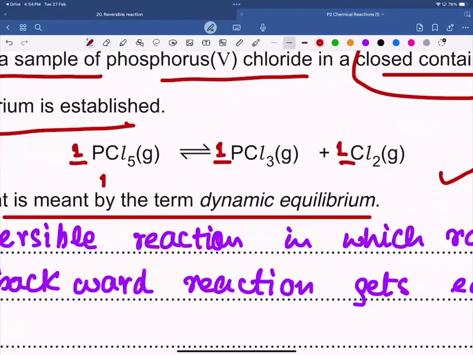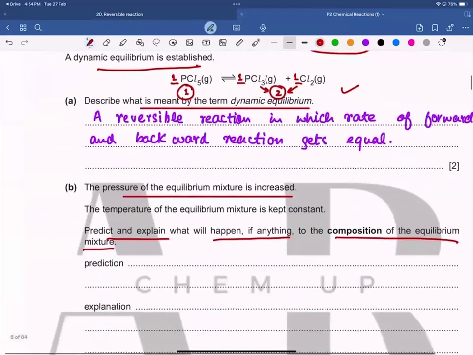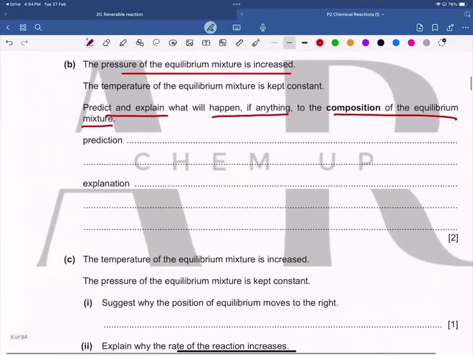So on the reactant side we only have 1 mole, and on the product side, in total, we have 2 moles of gases, because both are gases, right? So which side has fewer moles? The reactant side. So the equilibrium shifts to the reactant side, to the left side, when we increase the pressure. Is this clear? So the prediction will be that the position of equilibrium shifts to the left.